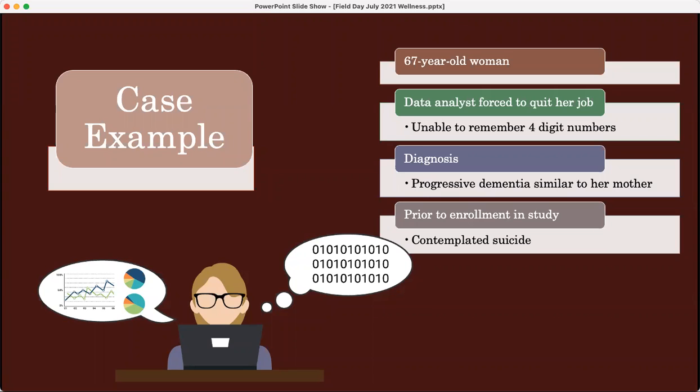One of the case examples I'll go through, a woman in the study that is still doing well to this day, was 67 years old at the time. She was a data analyst, and she was forced to quit her job because she was no longer able to remember 4-digit numbers. She was diagnosed with progressive dementia, similar to her mother's, and she had watched her mother die. And so she had made the decision to commit suicide. And it was then that her friend talked her into being part of this study program, this pilot program.